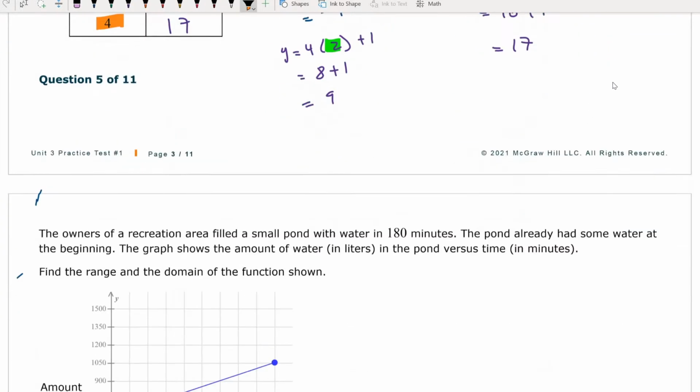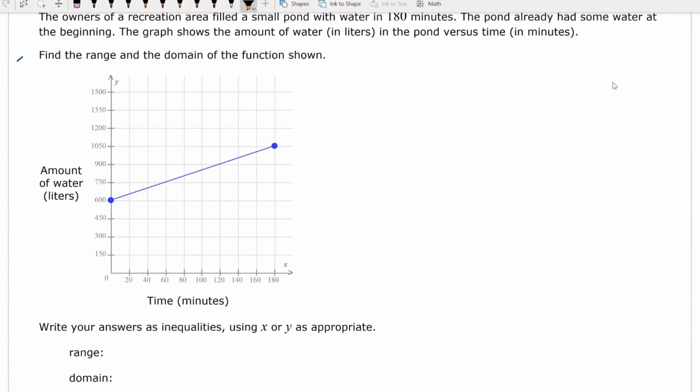Alright, we go into number 5. The owner of the recreation area fills a small pond with water in 180 minutes. The pond already has some water at the beginning. The graph shows the amounts of water in liters in the pond versus time in minutes. Find the range and domain of the function shown.